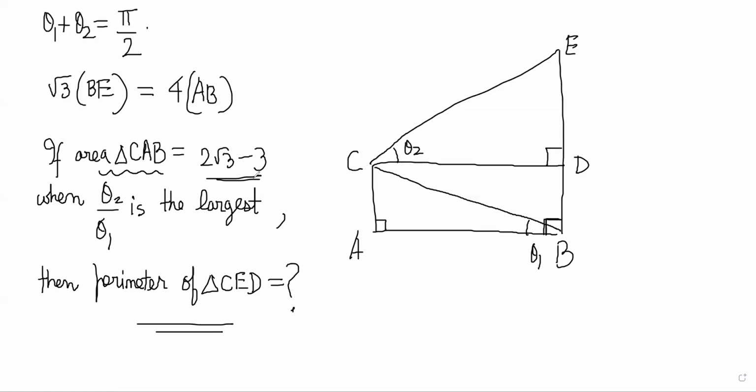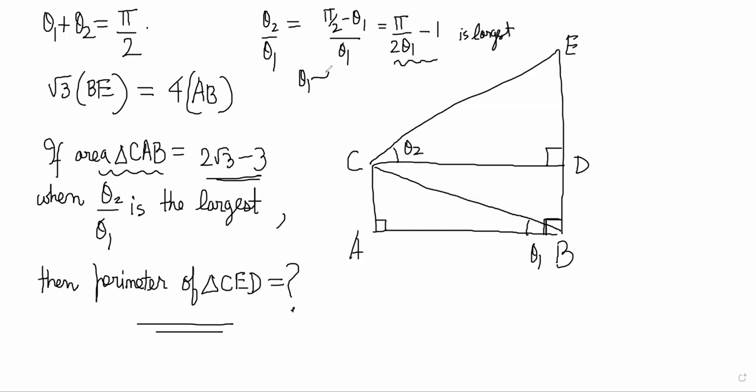Something is weird. Theta 2 by theta 1 is largest. So if you take theta 2 by theta 1, that would be pi by 2 minus theta 1 by theta 1, so it is pi by 2 theta 1 minus 1. This is largest, so theta 1 tends to the smallest possible value. That doesn't make any sense because theta 1 could be smaller and smaller, close to 0. So we have to follow the condition also.